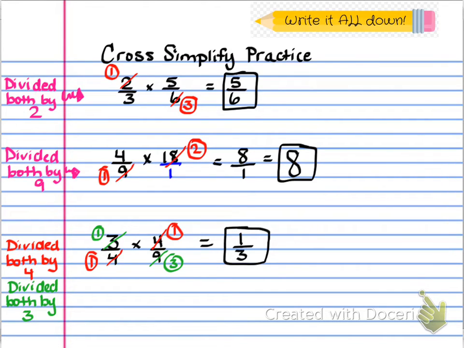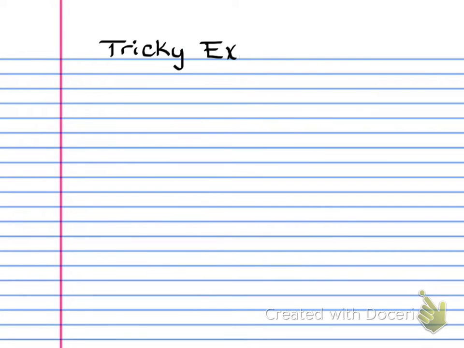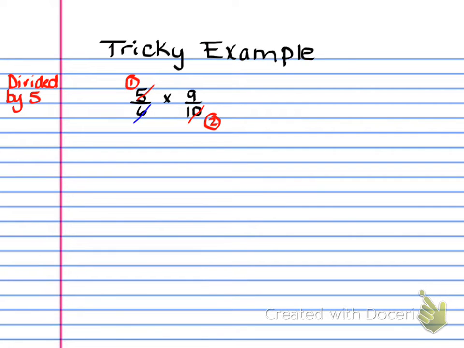Now we're going to go ahead and look, be sure that you've written everything down on this page. Now we're going to go ahead and look at a trickier example. These are the examples that kids miss on the cross simplifying. So the first thing that you want to look at here is 5/6 times 9/10. Go ahead and write that down. Then you want to see the 5 and the 10, that's easy to see. You can divide 5 out of both. So we've crossed out the 5 and the 10. We have a 1 on the top and a 2 on the bottom now.